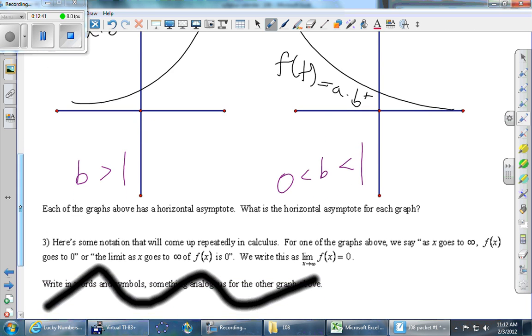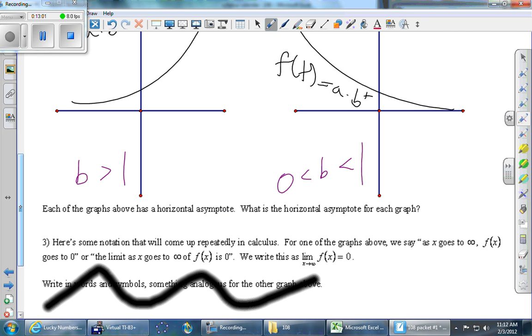Okay, next part here, it says each of the graphs above has a horizontal asymptote. What is the horizontal asymptote for each graph? Yeah, there's a 0 in the answer. So remember a horizontal asymptote, I said remember, or maybe you haven't seen it before. A horizontal asymptote is a horizontal line that the graph gets very, very close to.